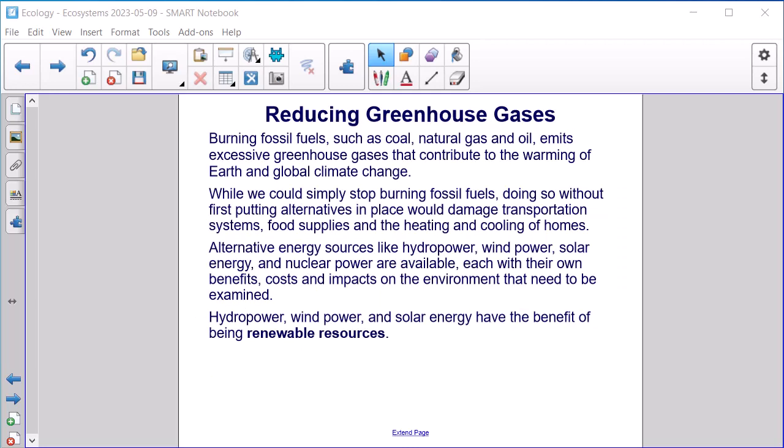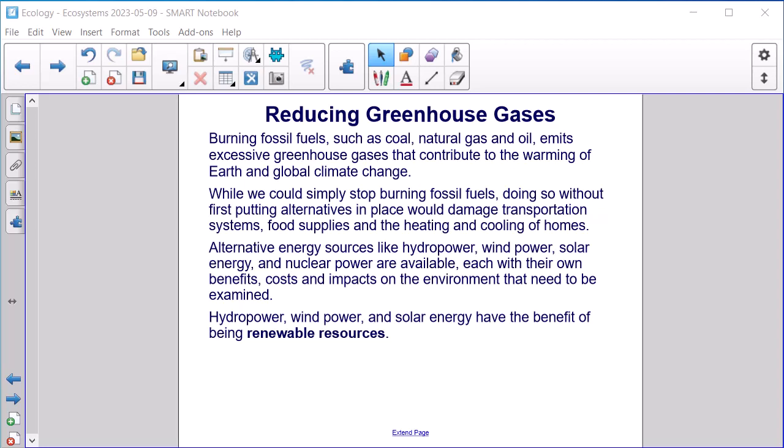Burning fossil fuels such as coal, natural gas, and oil emits excessive greenhouse gases that contribute to the warming of Earth and global climate change. While we should simply stop burning fossil fuels, doing so without first putting alternatives in place would damage transportation systems, food supplies, and the heating and cooling of homes. Alternative energy sources like hydropower, wind power, solar energy, and nuclear power are available, each with their own benefits, costs, and impacts on the environment that need to be examined.